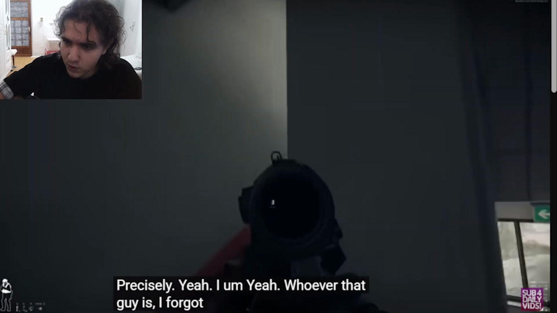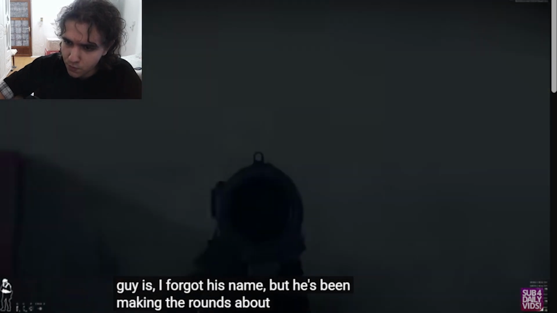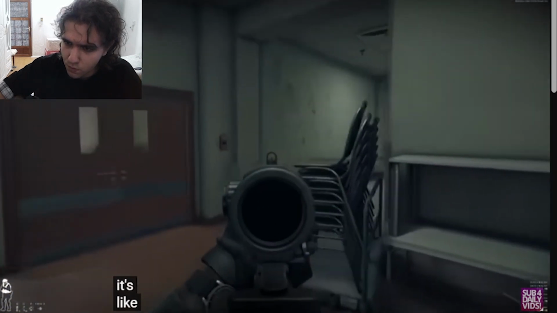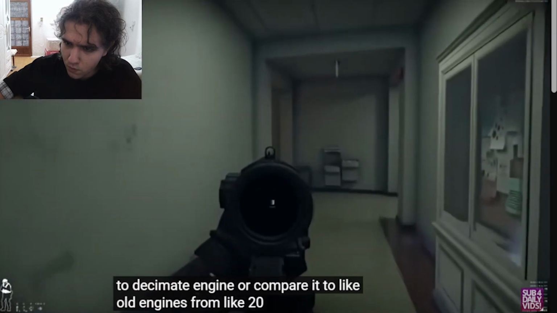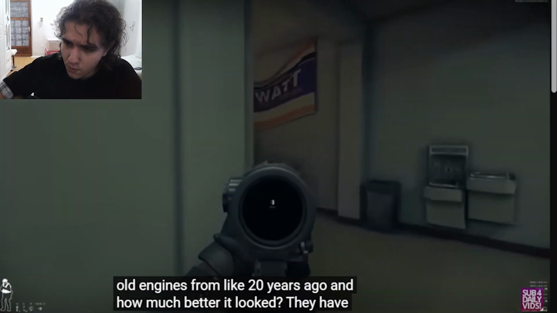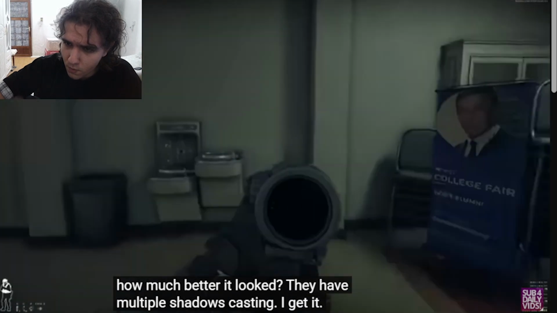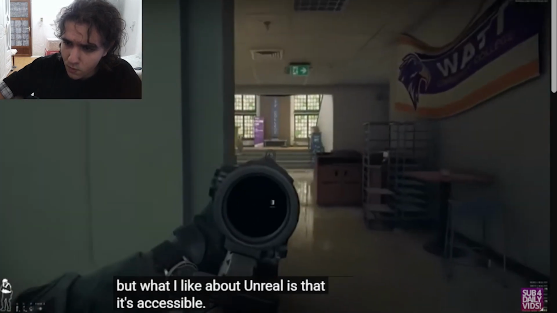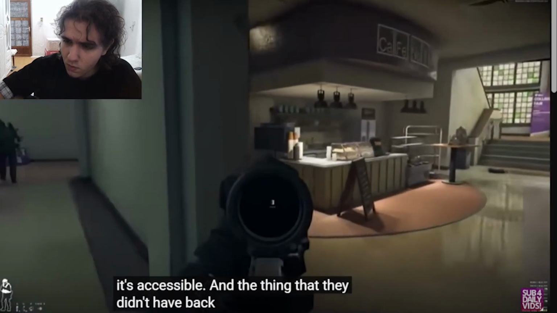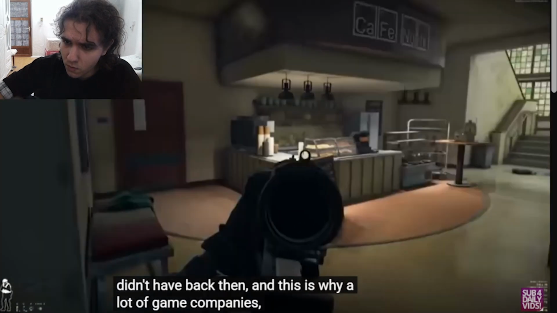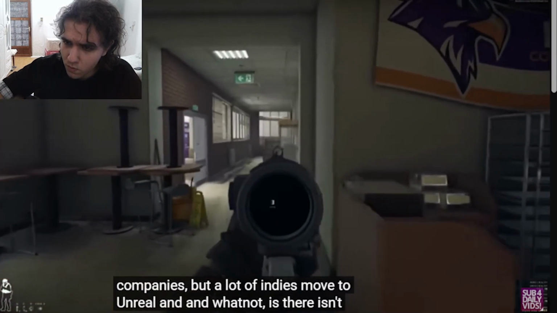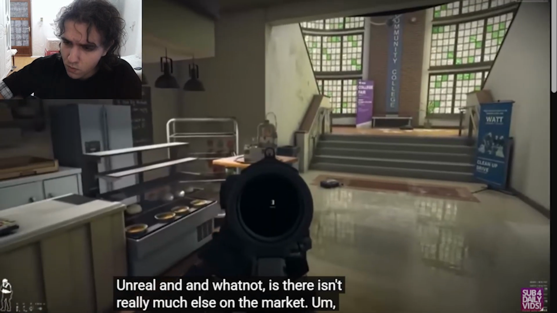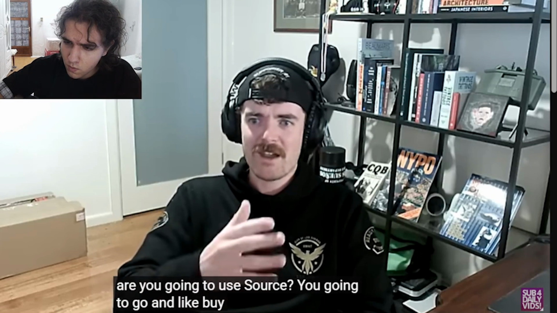I can see that guy, I forgot his name, but he's been making the rounds about whether or not it's good, comparing it to Decima engine or to old engines from like 20 years ago, and how much better it looked, and they have multiple shadows casting. I get it, but what I like about Unreal is that it's accessible. And the thing that they didn't have back then, and this is why a lot of game companies, maybe not game companies, but a lot of indies move to Unreal, is there isn't really much else on the market. What are you going to use, Source? You're going to go and buy a license from Valve?